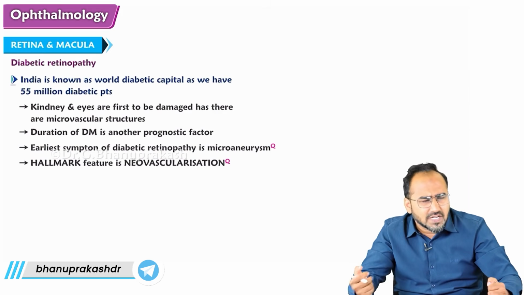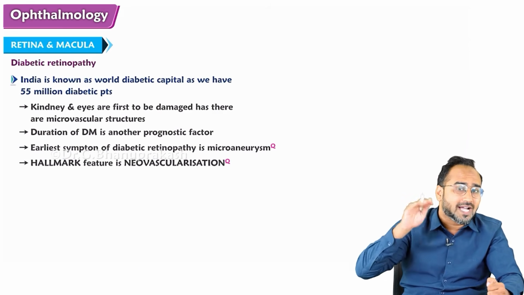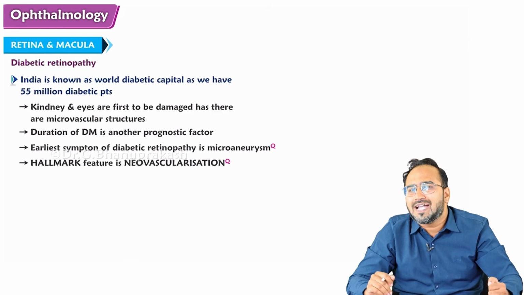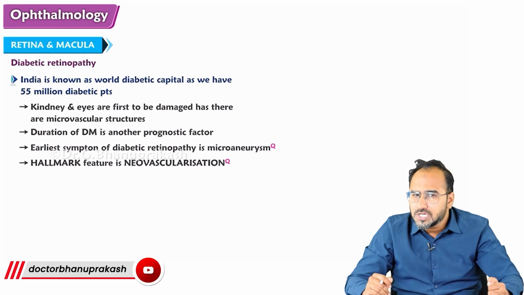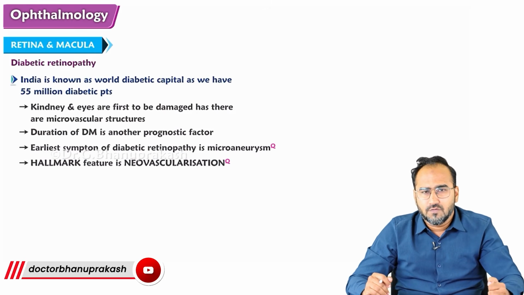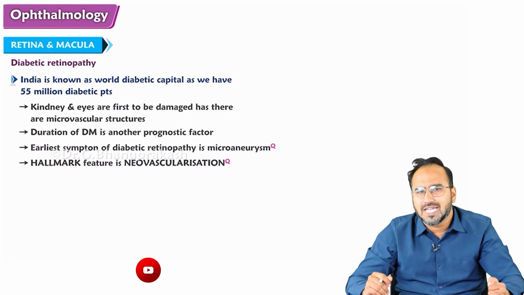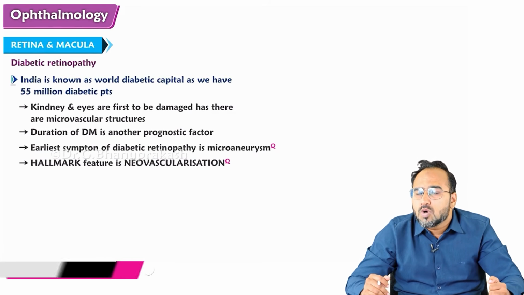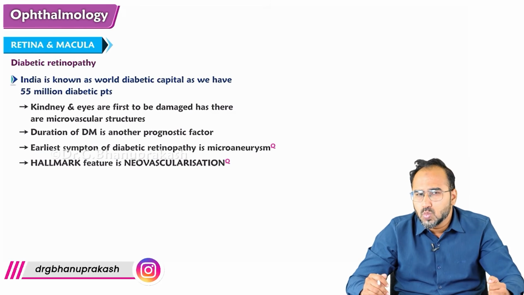Duration is a prognostic factor for diabetic retinopathy. Due to long-standing uncontrolled diabetes, the patient will be at risk of developing diabetic retinopathy. My question to you is, which is more dangerous? Remember, there are two types of diabetes, type 1 diabetes and type 2 diabetes. Both can develop diabetic retinopathy. But which is more dangerous, guys? Type 1 or type 2?